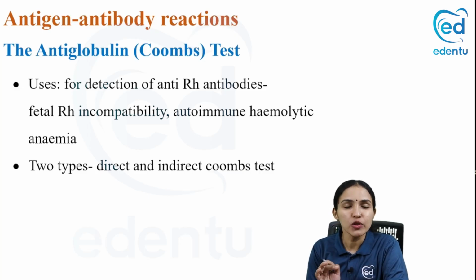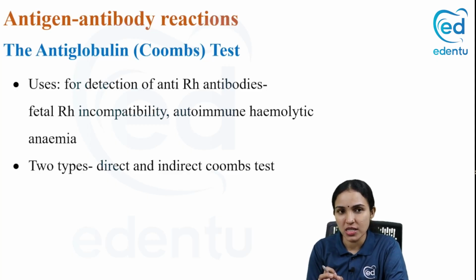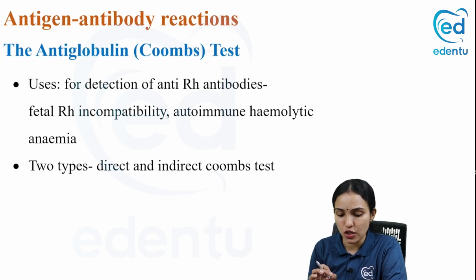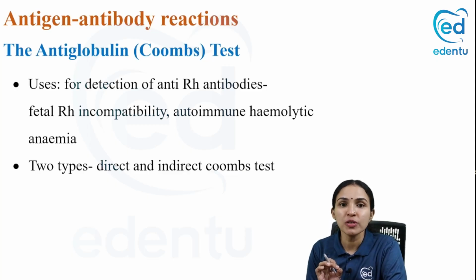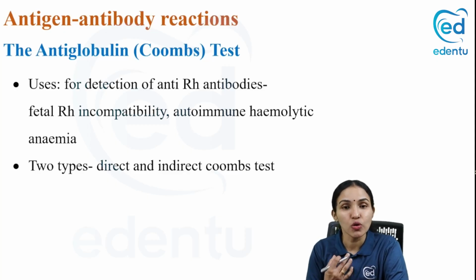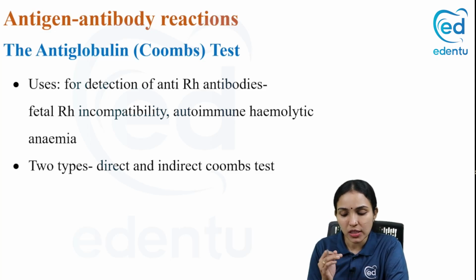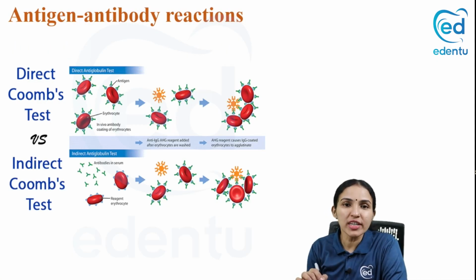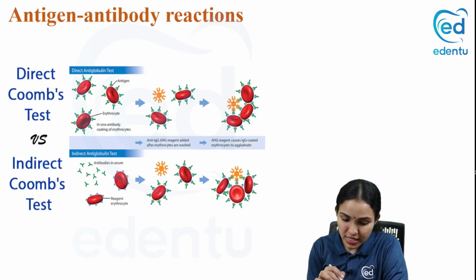This was mainly used for detection of anti-Rh antibodies in case of fetal incompatibility issues, erythroblastosis fetalis and so on. Similarly, it is also used for autoimmune hemolytic anemias. Sometimes patients develop hemolytic anemias due to autoimmune disease. That is, they develop antibodies against their own RBCs. So for diagnosis of such hemolytic anemias also, we use anti-globulin test. There are two types of anti-globulin test or Coombs test. One is direct Coombs test, another is the indirect Coombs test. So we'll see what happens in direct Coombs test and indirect Coombs test.